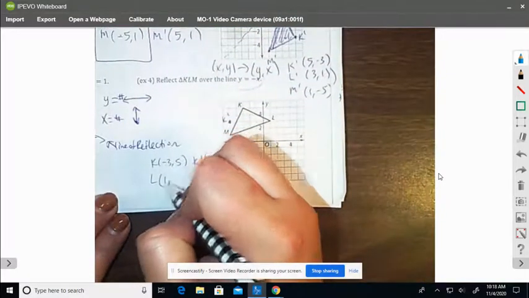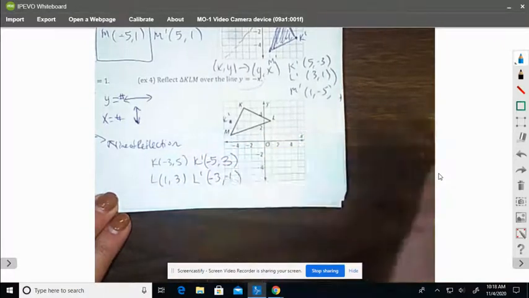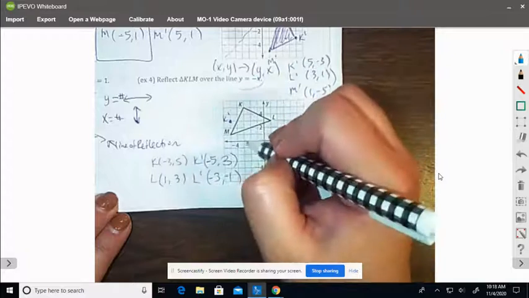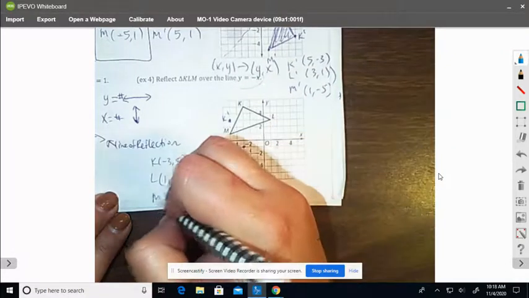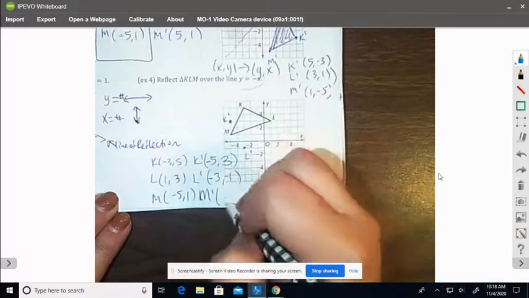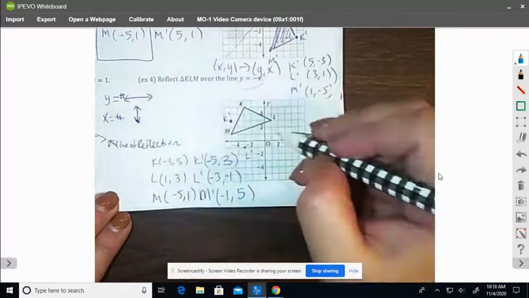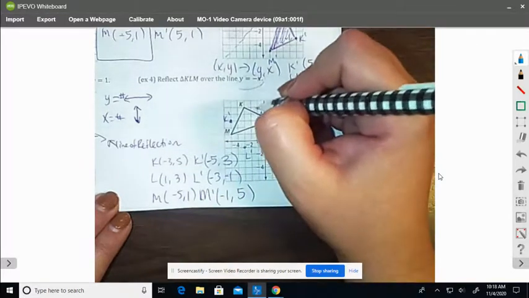My L is 1, 3 originally, so my L prime is going to switch to 3, 1, and then they're both going to change signs. So negative 3, negative 1. And then lastly, my M is negative 5, 1. My M prime is going to switch to negative 1, 5. So I'm flipping them and switching signs. Negative 1, 5.